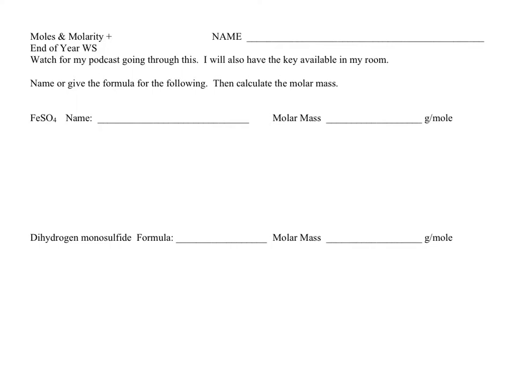The first one is an ionic compound, and for its name, iron is a transition element, Fe, and it has multiple oxidation states. Therefore, it would need Roman numerals after its name. So here you would have iron 2 sulfate. I know it's iron 2 because sulfate is a -2. There's only one iron, so it has to be a +2.